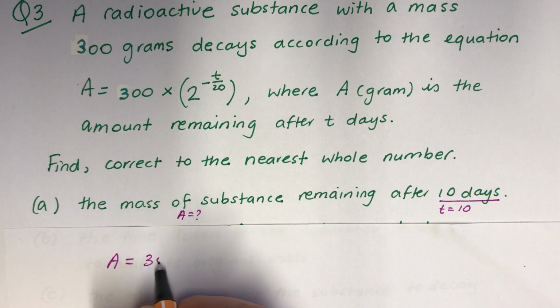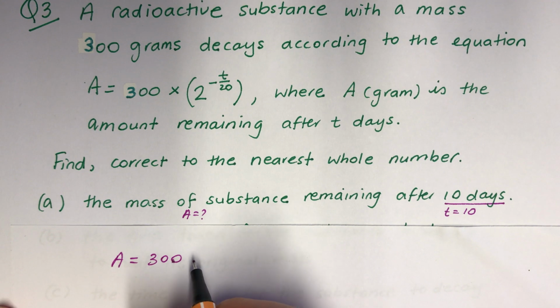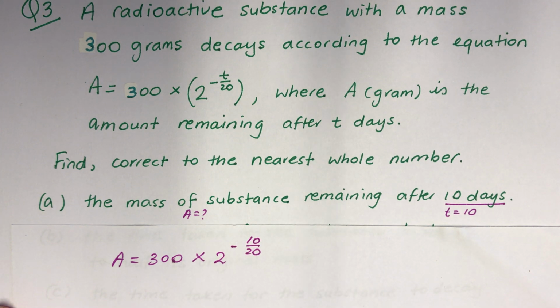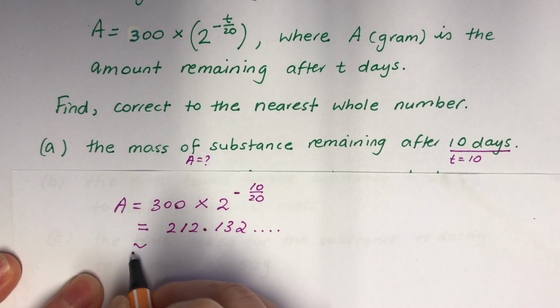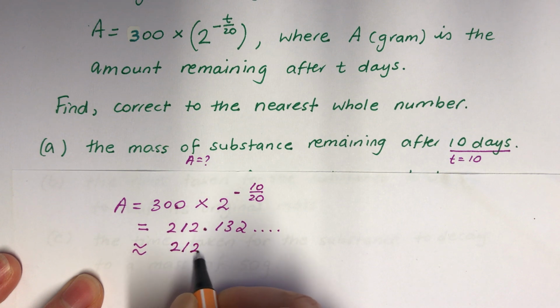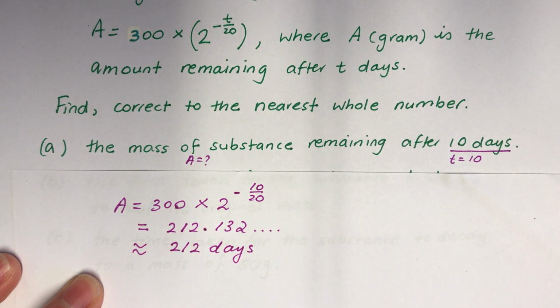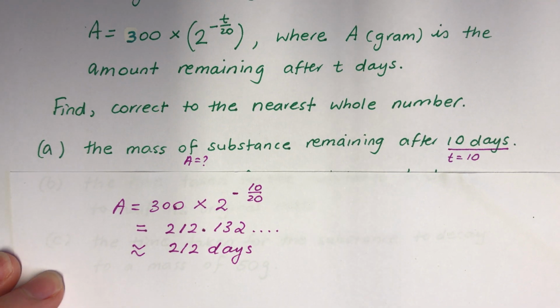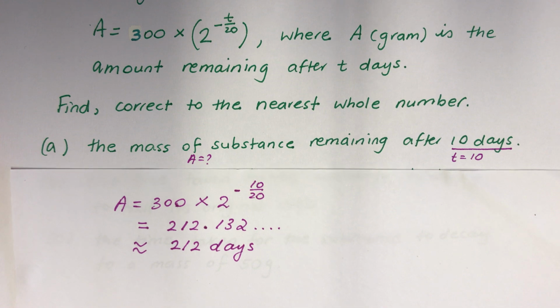A equals 300 times 2 to the power of minus 10 over 20. Okay, 10 over 20 because it's 10 days, and you put it in your calculator, you will get 212.132... And that is roughly 212 days. Okay, Rahel? Understood? Okay, so that's what the answer is.